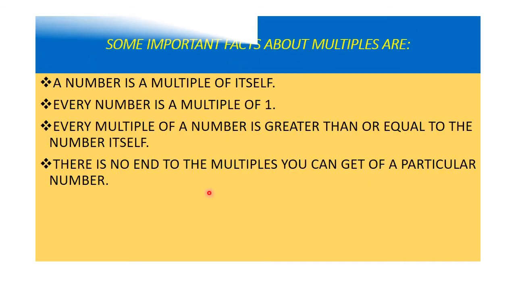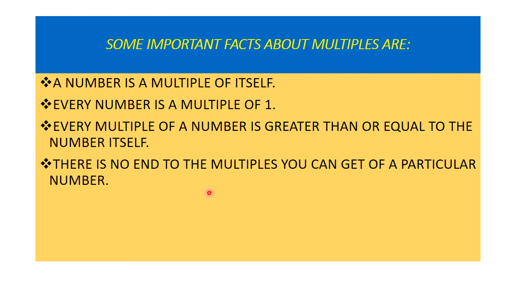Now, one thing which is very important is a few facts about multiples. The first fact is that a number is a multiple of itself. As I told you in the first example, the first multiple of 3 was 3 itself. So a number is a multiple of itself. This you have to keep in your mind. The second thing is every number is a multiple of 1, be it 2, be it 3, be it 4. All these numbers are multiples of 1.